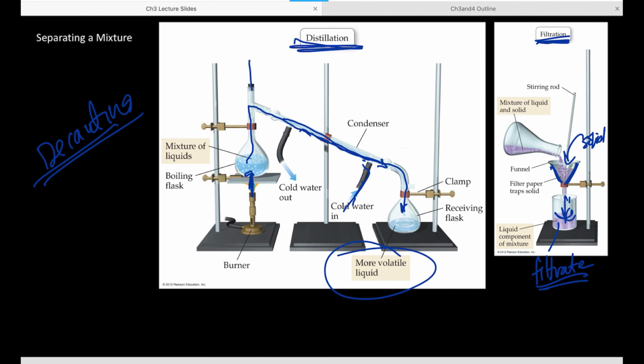And in real life, so if you do this lab in college, you would have a thermometer here to help you keep track. And as that first fraction is boiling, that thermometer should register the boiling point of that first liquid. And once all of that liquid has boiled off, the temperature will then start to increase again to signify that now we are reaching that second fraction.